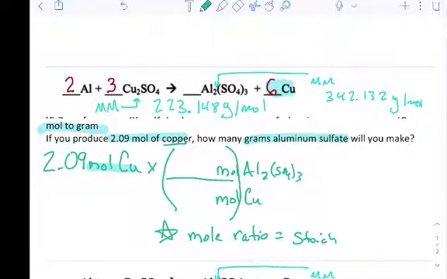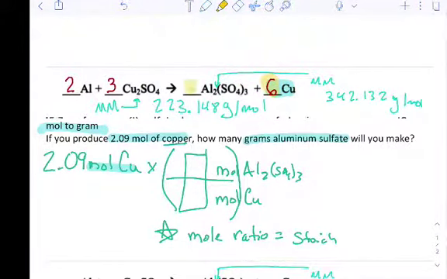Now the numbers for a mole ratio are always the coefficients in the problem. So copper would be the 6 and aluminum sulfate is just a 1. So that is what I'd fill into my parentheses. Now I'm not done with this problem because I do want to end in grams.